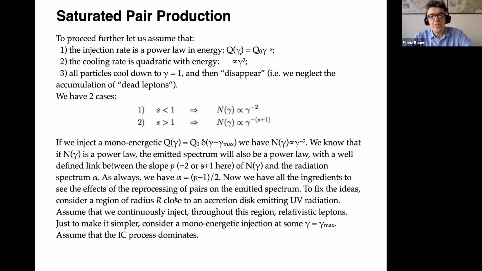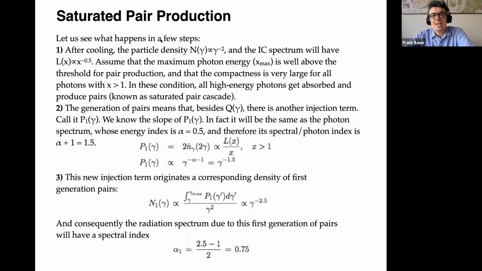If we think about a closed region, say an accretion disk, if we continuously inject electrons throughout the region, and we think about this as a monoenergetic injection, and then we assume that the inverse Compton process dominates here, we can think about what's going to happen with this, how it's going to evolve in time.